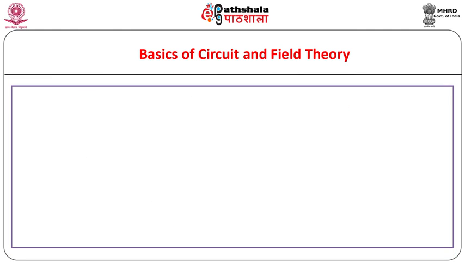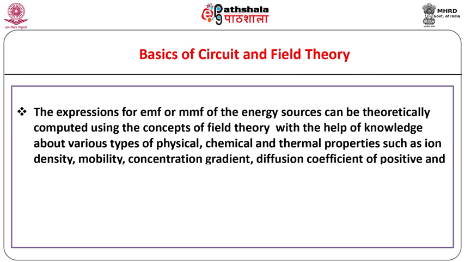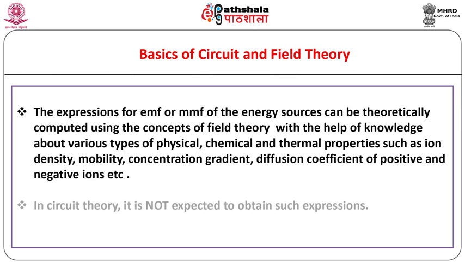In circuit theory, we use sources of electrical energy, say a chemical cell for example. The concepts of field theory in terms of quantities like ion density, mobility, concentration gradient, diffusion coefficient of positive and negative ions, etc., are to be used while theoretically estimating the EMF receivable from the cell. In circuit theory, it is not expected to obtain such expressions. We assume the values of the EMF to be known.